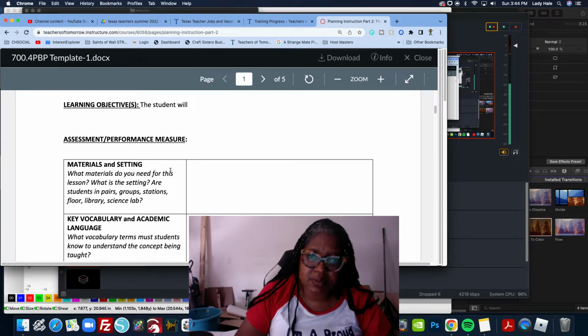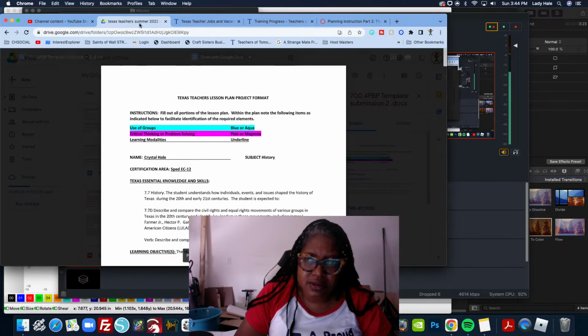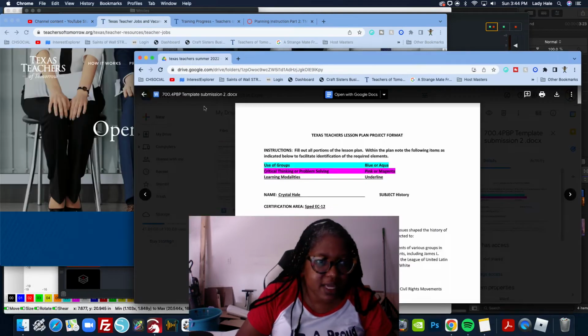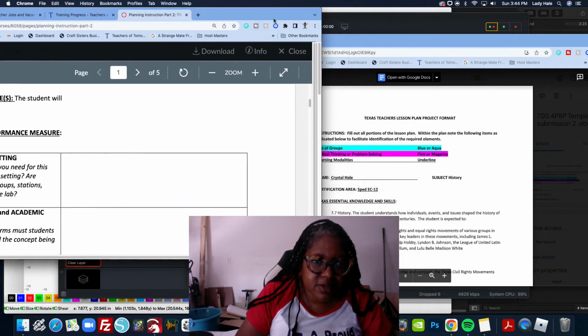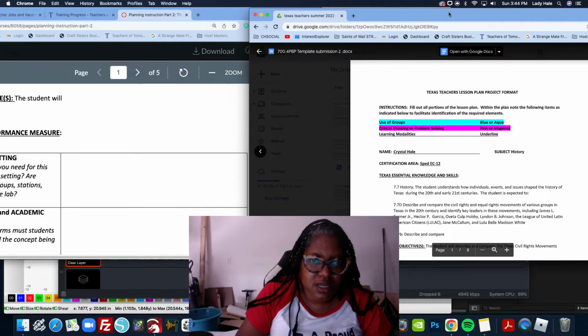I don't know if we did that on the last one. Let's look at our thing to see. Okay? So let's do a comparison there. So here we go with the planning instructions and all that. All right, so here goes mine.